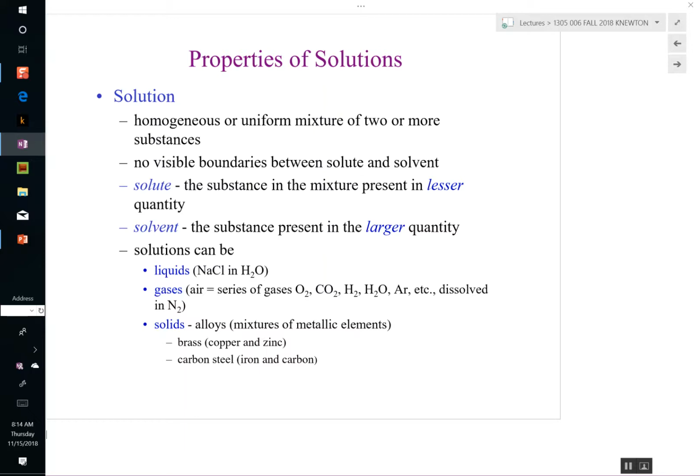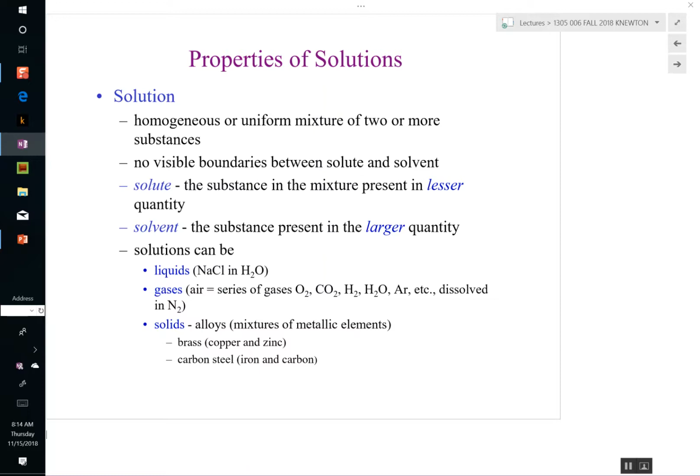Solids. You could take copper and zinc. You melt the copper, you melt the zinc. This would be at very high temperatures. And you pour them together and mix them together, and you get brass. All right? And it's a solid solution. So they are homogeneous, which means they have uniform composition throughout. Solutions are homogeneous.